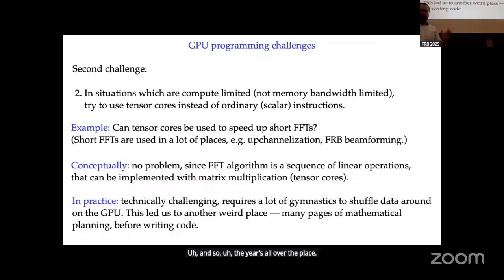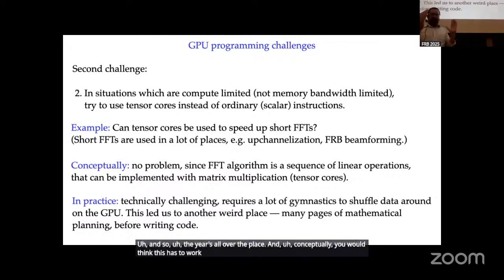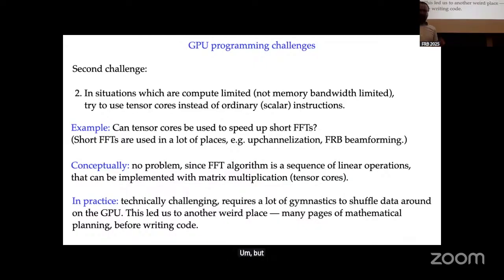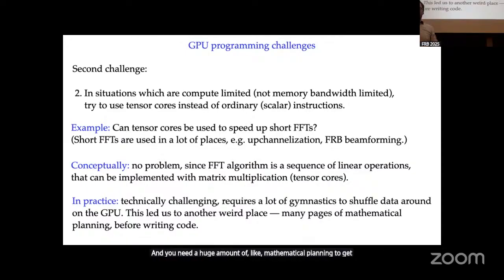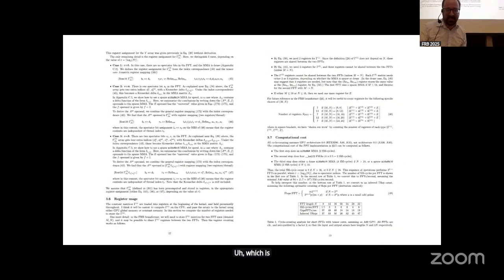And conceptually, you would think this has to work, since the FFT algorithm is a sequence of linear operations, and you can always implement linear operations with matrix multipliers. But the details are kind of insane, because the tensor cores are very constrained in where the data has to be on the GPU. And you need a huge amount of mathematical planning to get the data into the right place at the right time. So this led us to a second weird place, which is before we write code, we write little mini papers like this, little pure math papers, just planning out all the details of how the data is going to move around on the GPU.